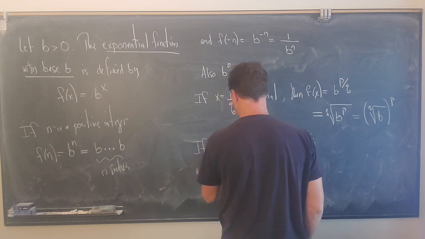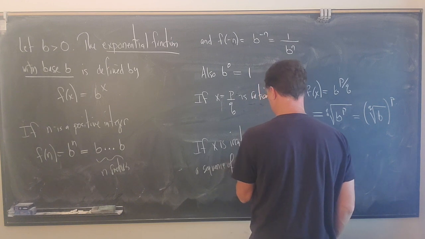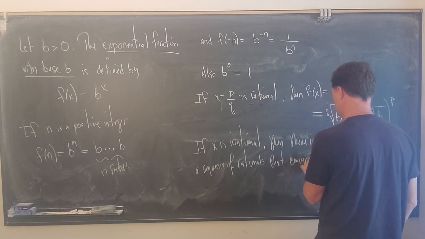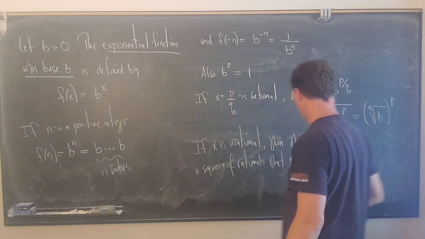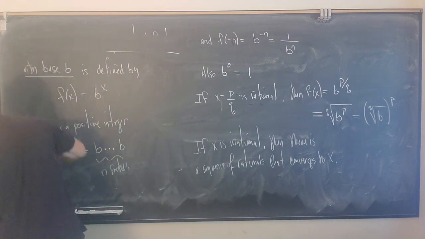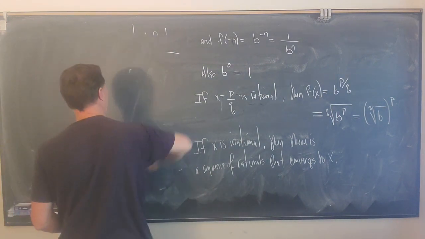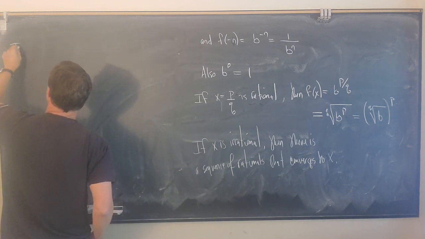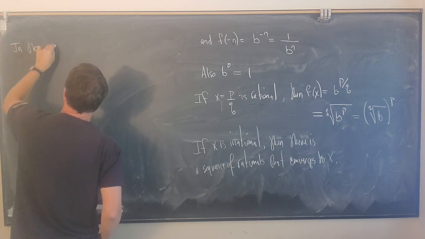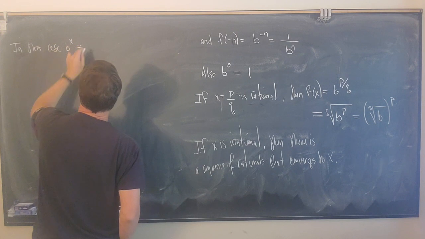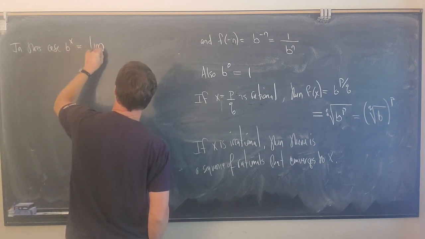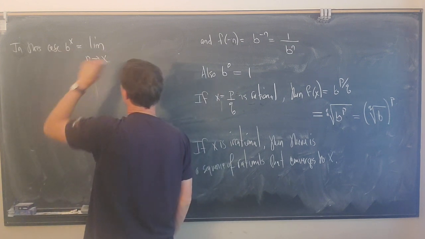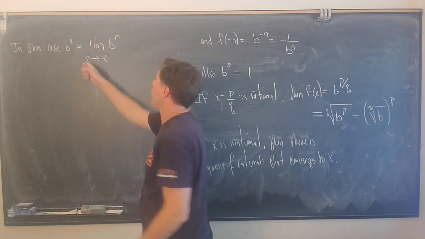a sequence of rationals that converges to our irrational number. And so in that case, we can define what it means to look at b raised to the x in that situation. So in this case, b raised to the x is equal to the limit as r approaches x of b raised to the r, where r is rational.